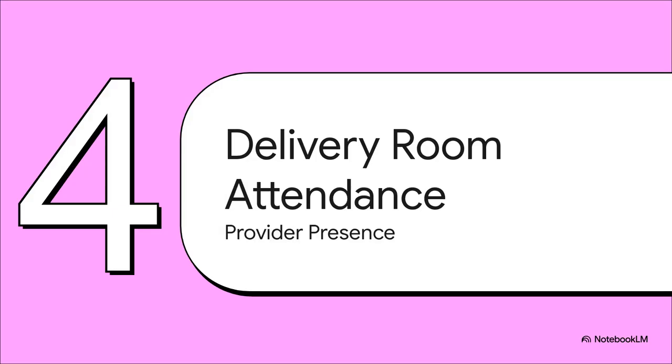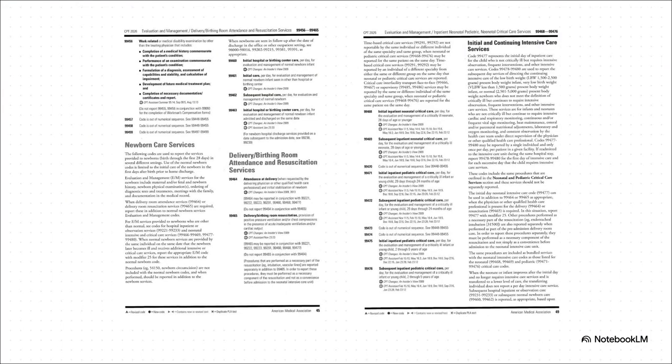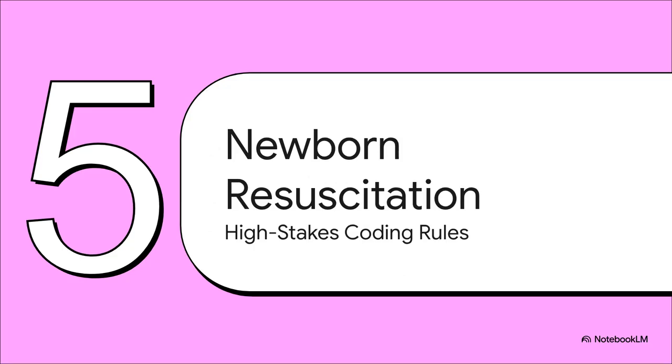Let's step into the delivery room for Section 4, Delivery Room Attendance and Provider Presence. When you look at the CPT manual excerpts for delivery room services versus subsequent intensive care, you'll see they are completely distinct from each other. We are talking incredibly strict bundling rules here. The codes we use for simply being present at the delivery are not the same codes we use if that baby is later admitted to the NICU for ongoing intensive care. The guidelines are super strict about cleanly separating the acute, one-time event of the delivery from the ongoing care that happens afterward. Which leads us perfectly into Section 5, newborn resuscitation and those high-stakes coding rules.